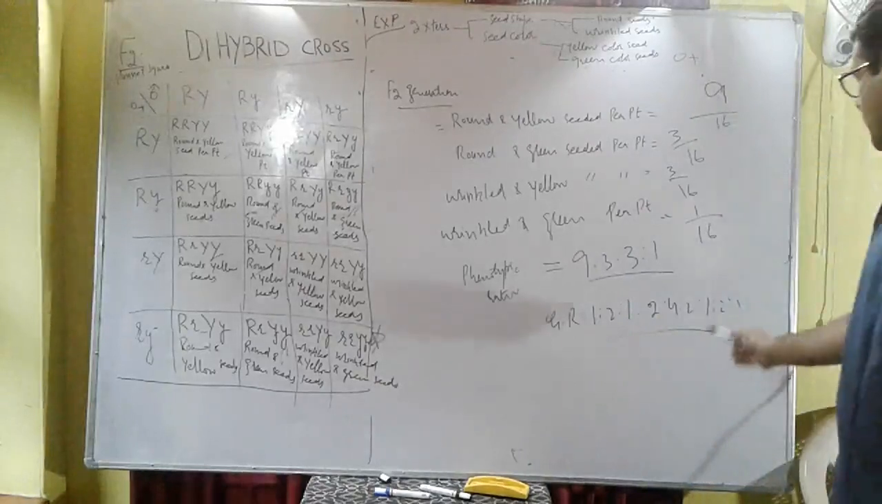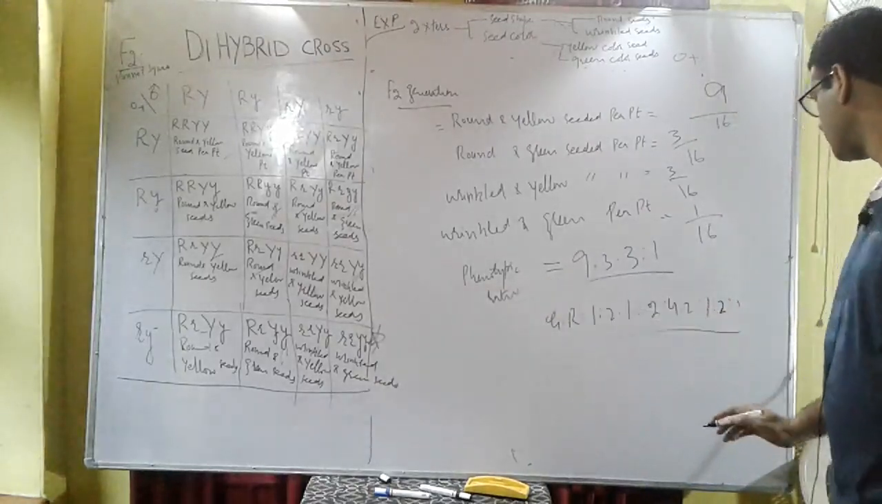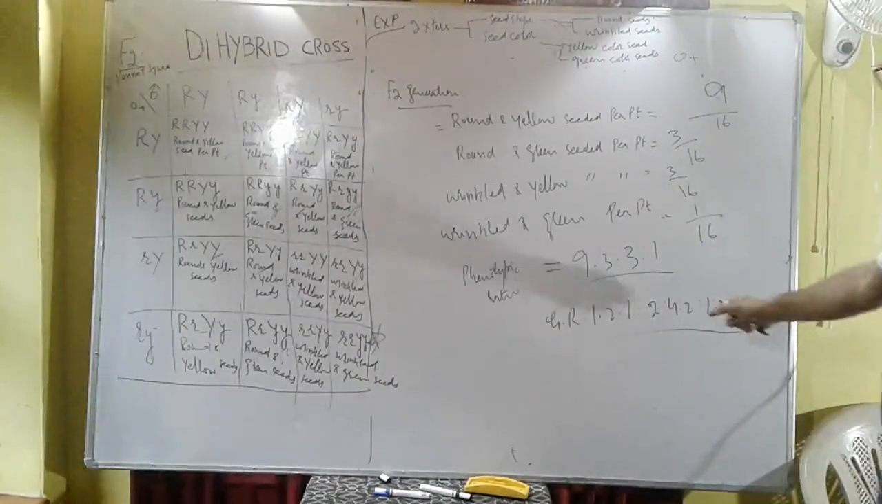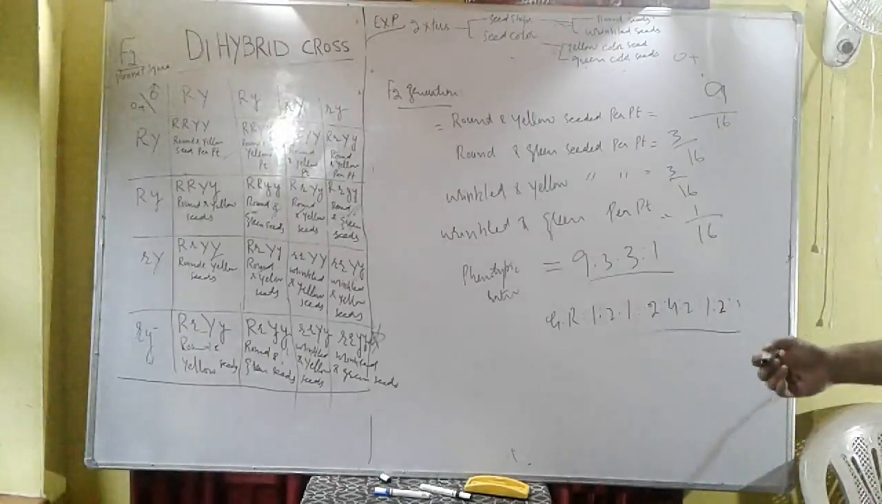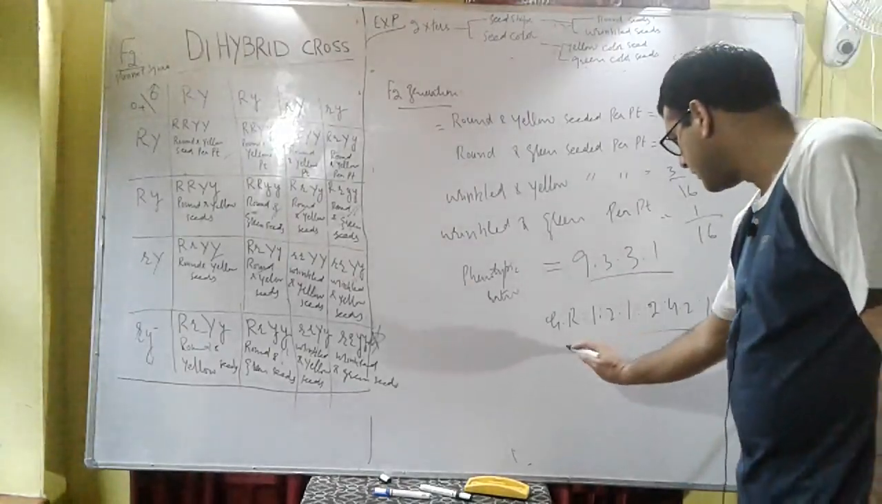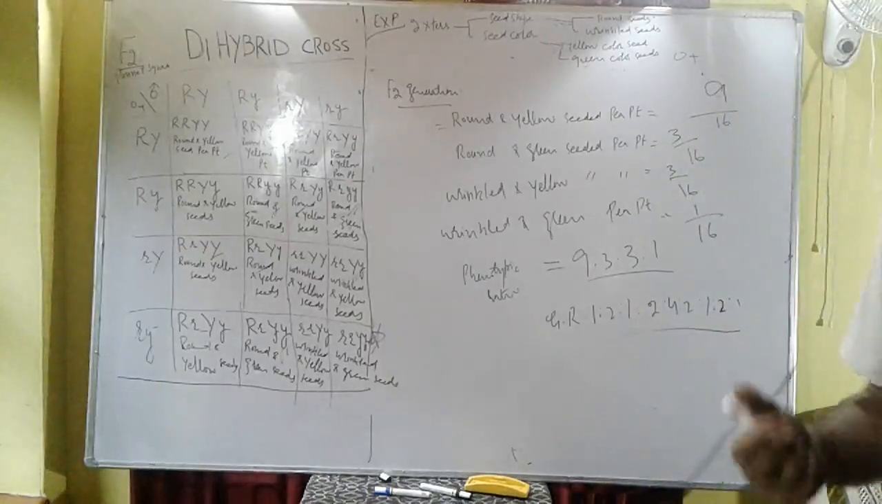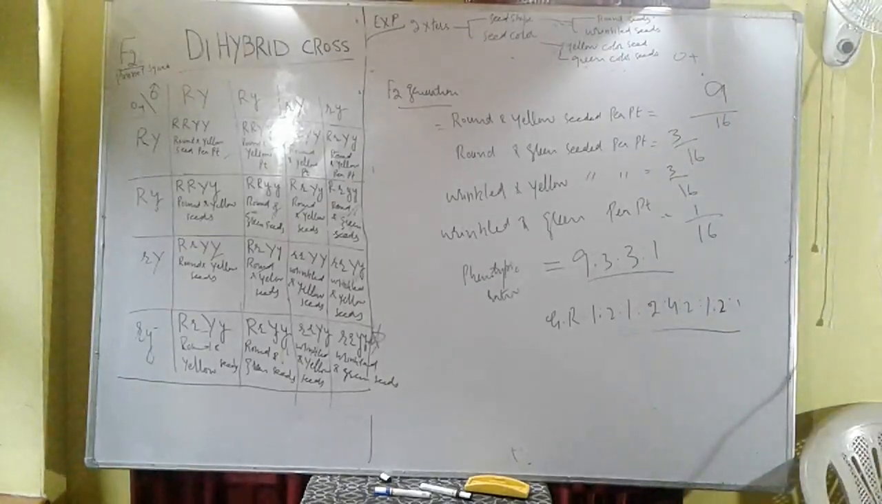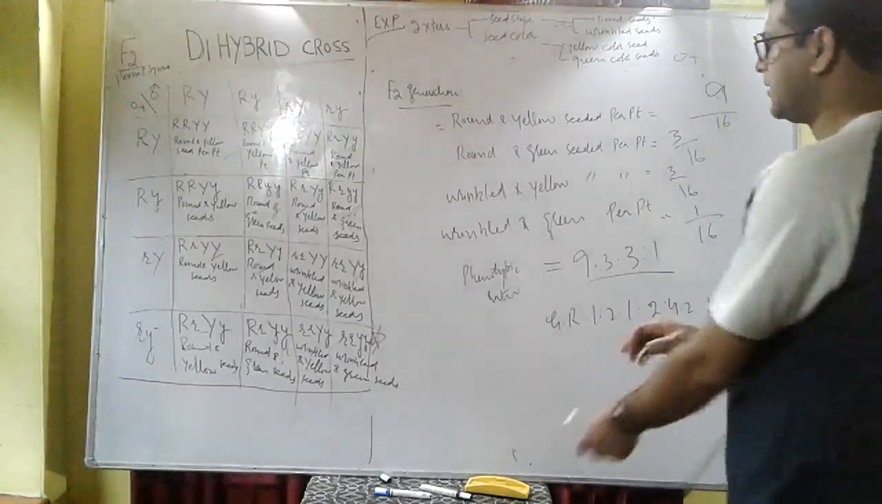That means what is the genotype of these individuals? How many? Genotypic ratio gives us an idea how many are pure hybrids, or how many are heterozygous, how many are homozygous individuals.